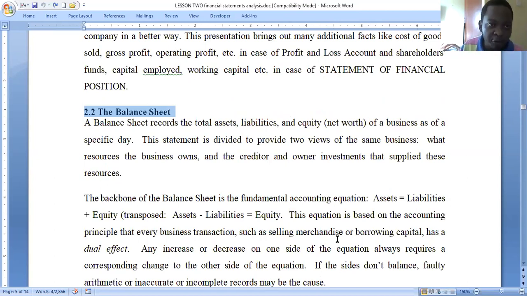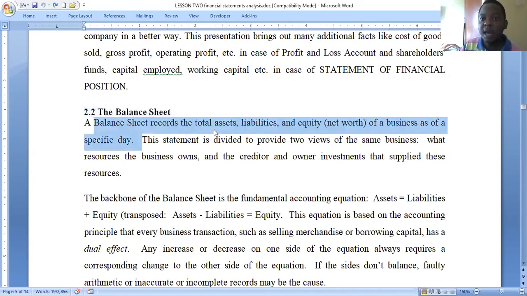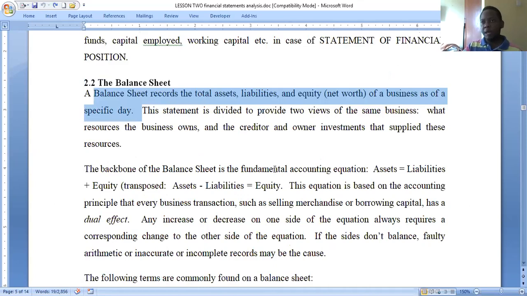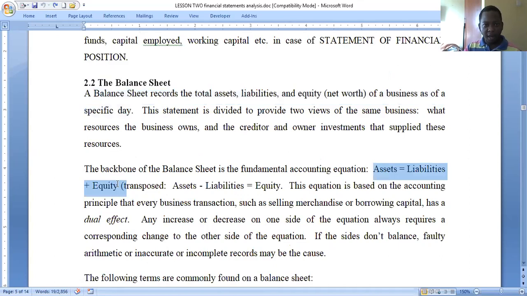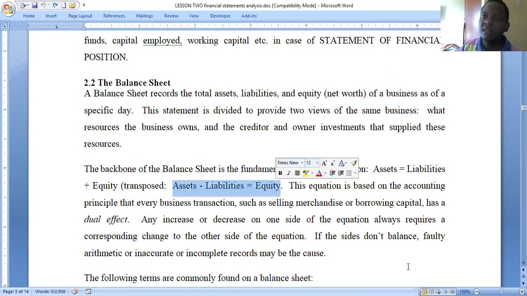So therefore we can say that a balance sheet is a financial statement that records the total assets, the total liabilities, and the equity or net worth of a business on a particular day. A balance sheet will follow the normal accounting equation, that is, assets equal liabilities plus equity. Also, it can be transposed into assets minus liabilities is equal to equity. So the key elements in a balance sheet are the assets, the liabilities, and equity.